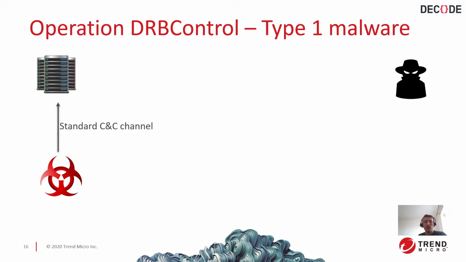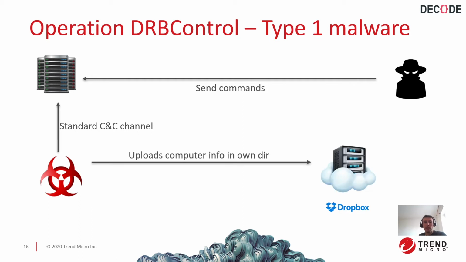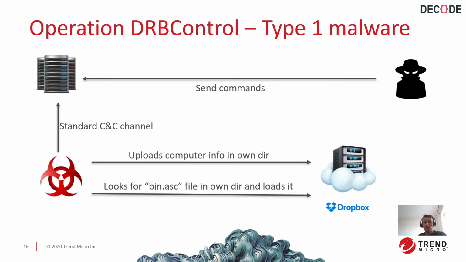In this case, the malware uses a standard CNC channel, which it uses for receiving commands. If necessary, it uploads computer information to its own directory in this cloud service. There is also one more possibility: it looks for a file with a given file name, bin.asc, and this file gets loaded and executed in memory.